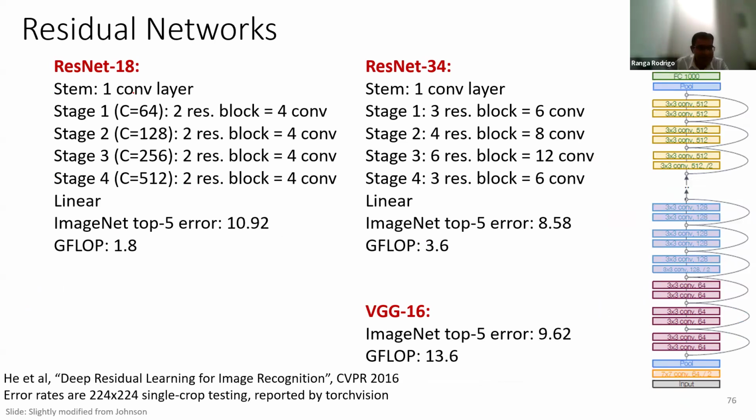If you take ResNet-18, one convolution layer, then stage one, 64 channels, two residual blocks. So altogether, 2 times 2, 4 convolution layers. Stage two, two residual blocks, and each block has two convolution layers. So therefore, 4 convolution layers, and so on. So 4, 4, 4, 4, and then the linear layer here, altogether making 18 layers. So they had ResNet-34 and so on.